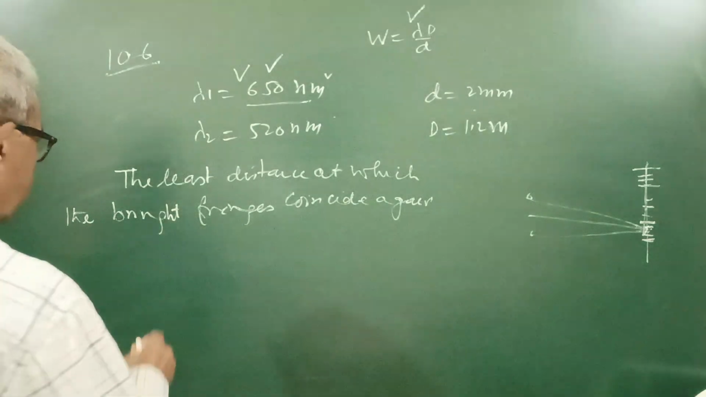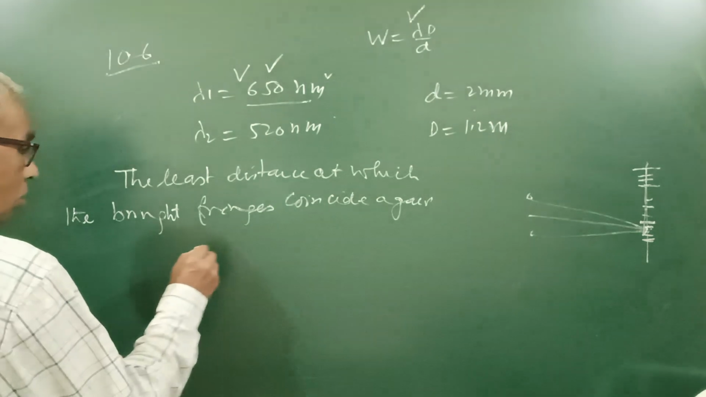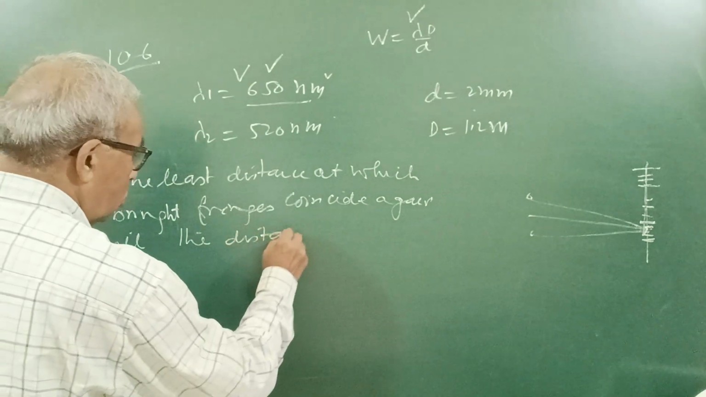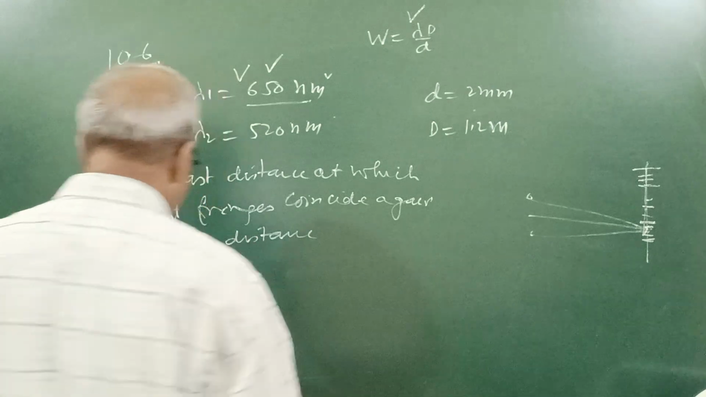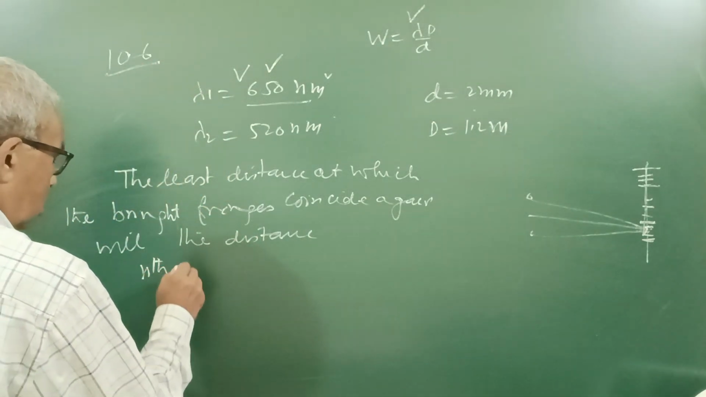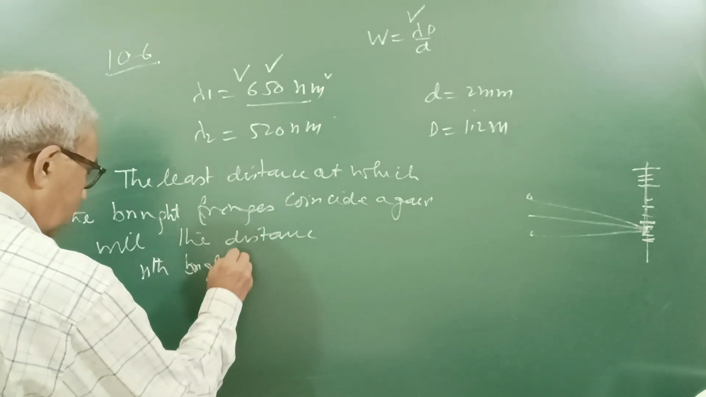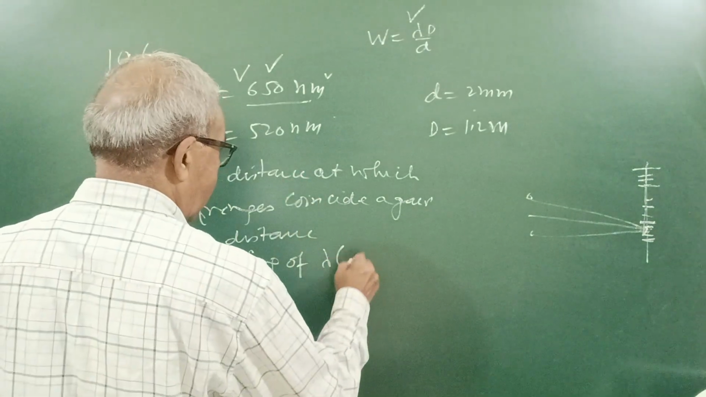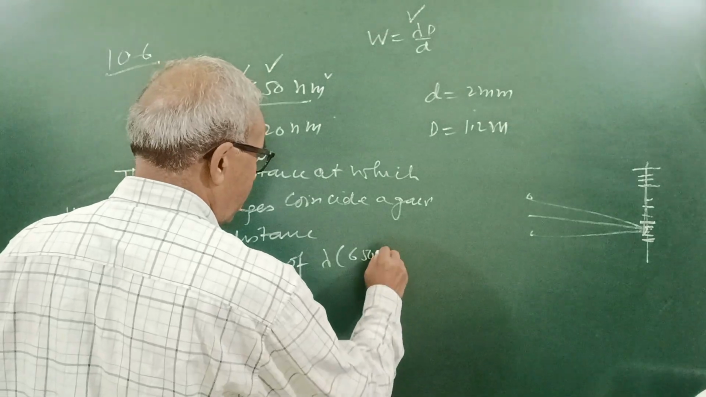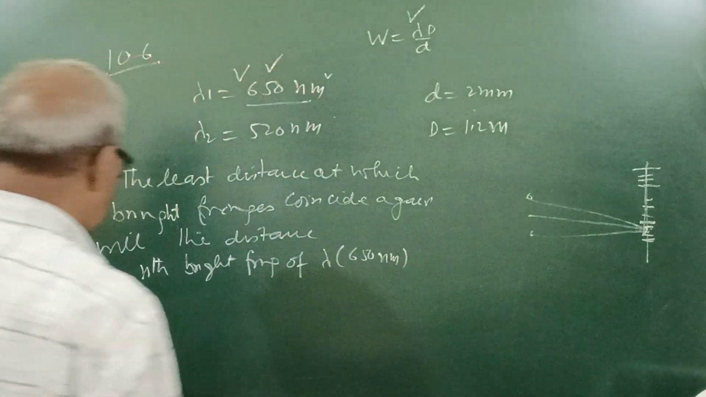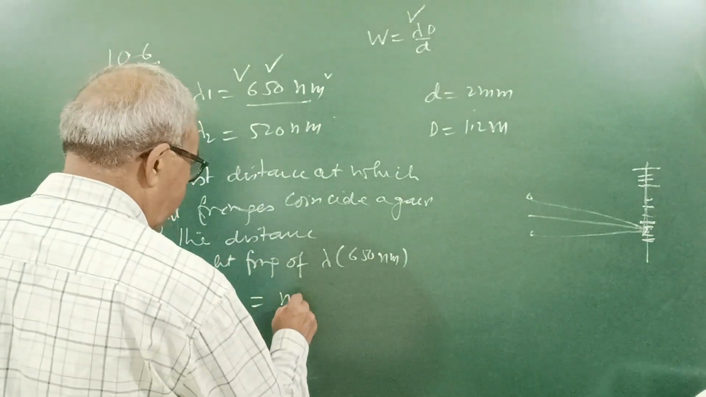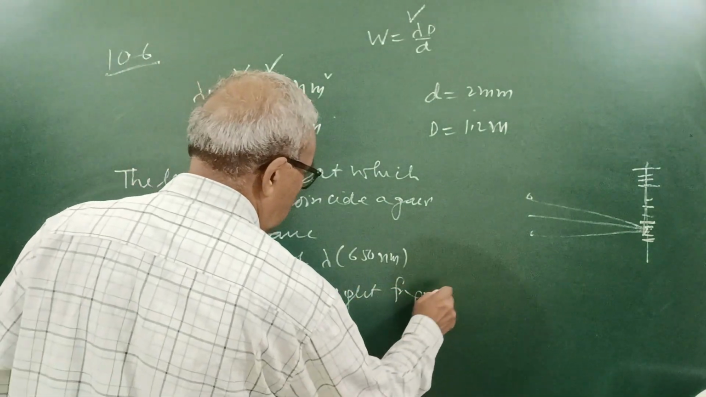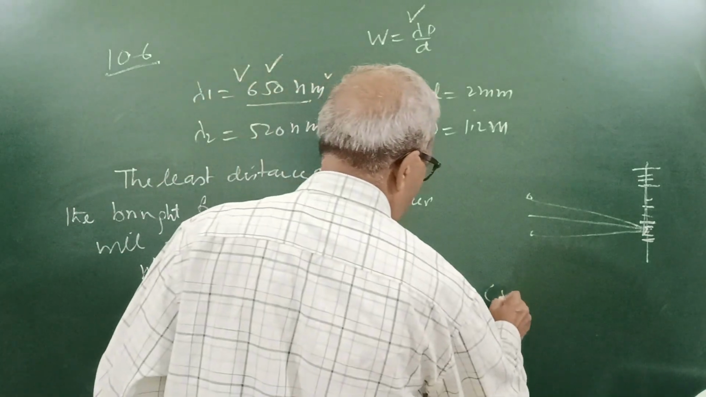fringes coincide again will be the distance of nth bright fringe of lambda 1 यानी कि 650 नैनोमीटर and equal to n plus 1th bright fringe of lambda 2, 520 nanometer.